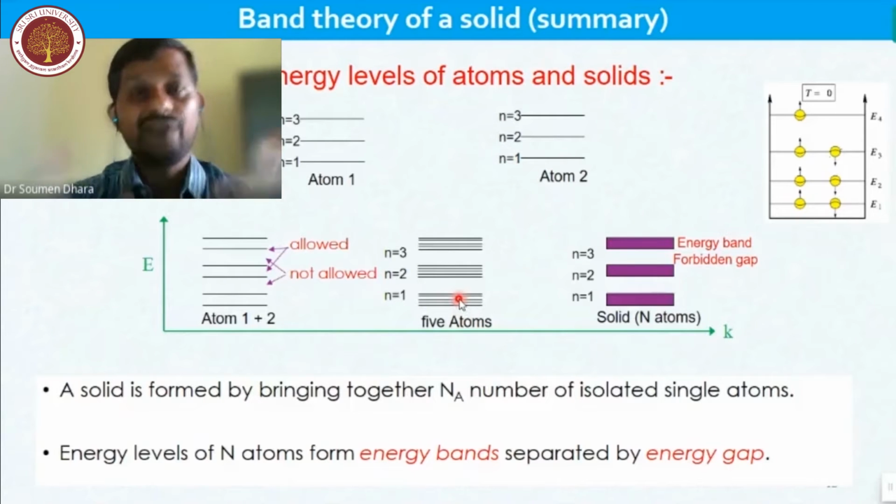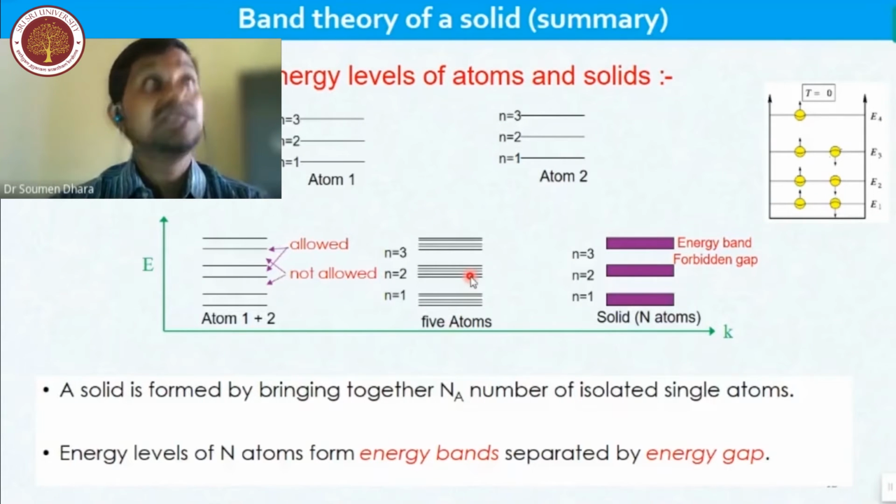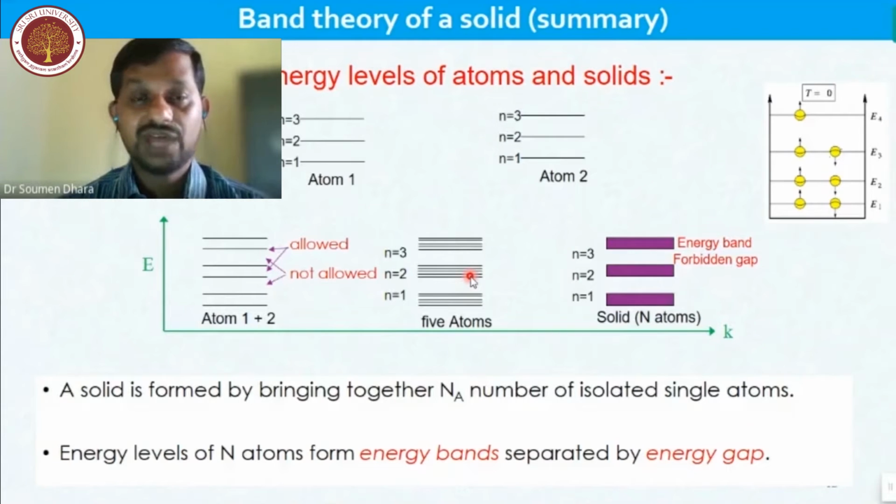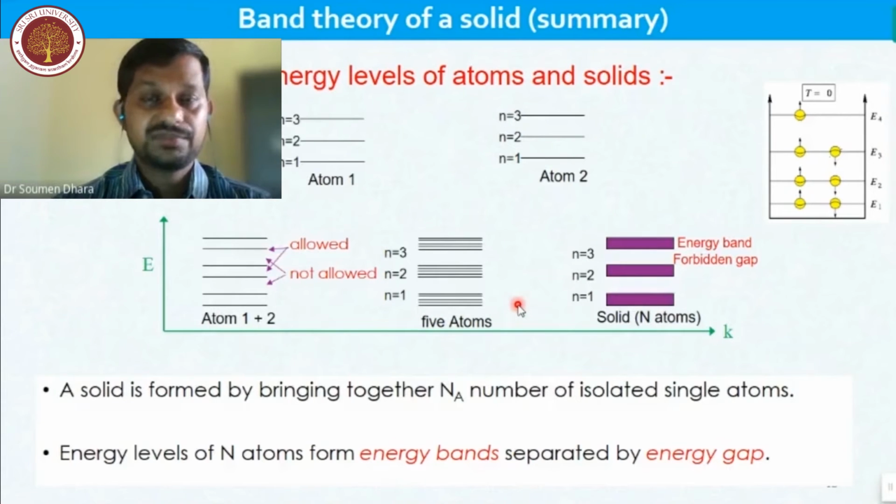So all five atoms are interacting with each other. That means there will be overlapping of five energy levels for each quantum number n equals 1, 2, 3. So for each quantum number, how many energy levels will we have? We will have five energy levels because all the five atoms are interacting with each other. So this will be the picture of energy levels of a solid which is made with five atoms. This is just a broad outline of the energy picture.